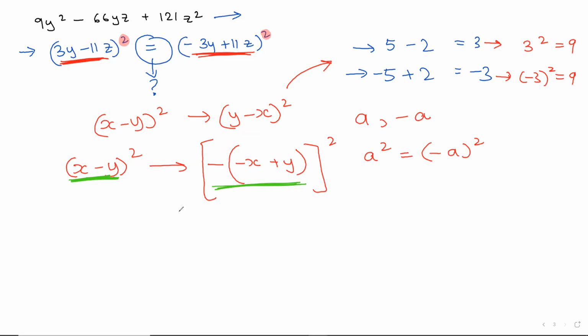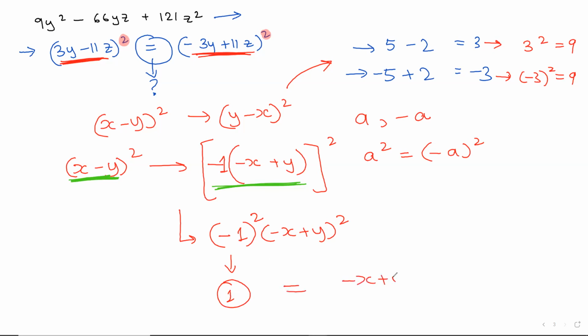And you know what happens now? You take this square and you expand, like you open up the bracket. So this becomes minus 1 whole squared, because this is a small 1 hidden over here, right? Invisible 1, minus x plus y. So this thing, minus 1 whole squared, is nothing but 1. So in the end, we are left with minus x plus y whole squared. So you can see how this is equal to this.